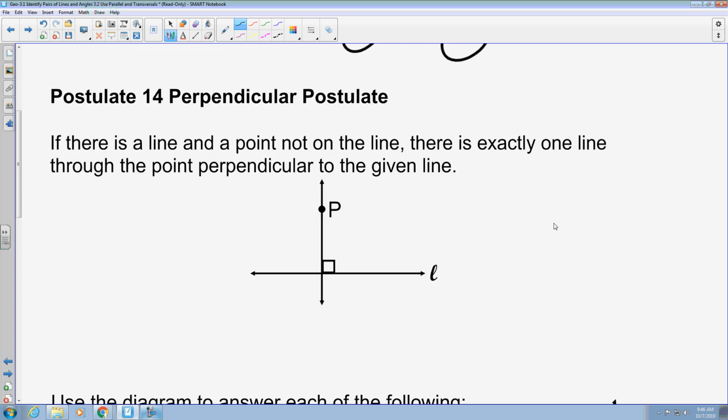Postulate 14, the perpendicular postulate, is very similar to the parallel postulate. It says if there's a line and a point not on the line, there's exactly one line through the point that is perpendicular to the given line. So you have again line L and point P, and not only could you find a parallel line, you can also find a perpendicular line. And like always, we can determine when something is perpendicular by having that right angle symbol there.